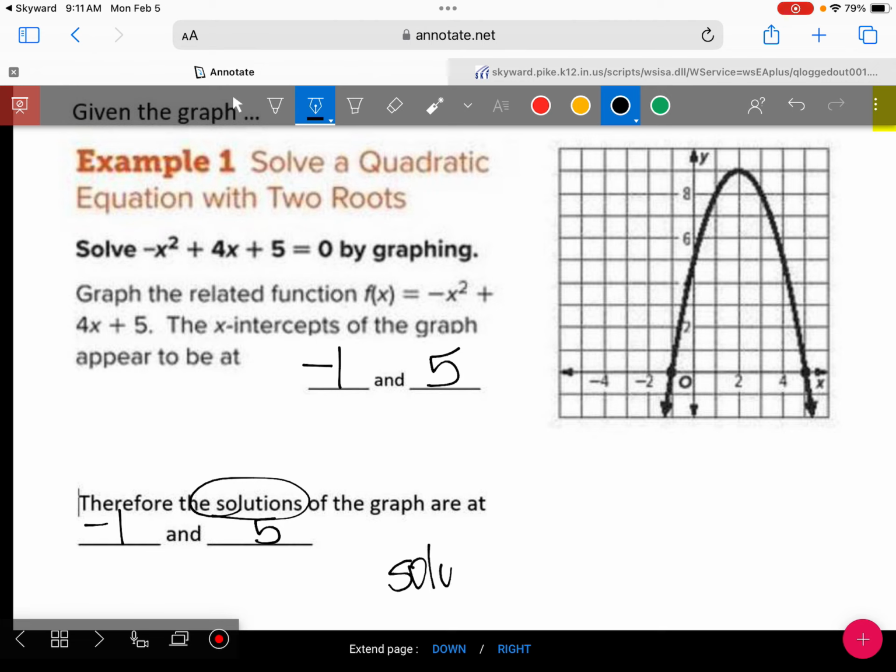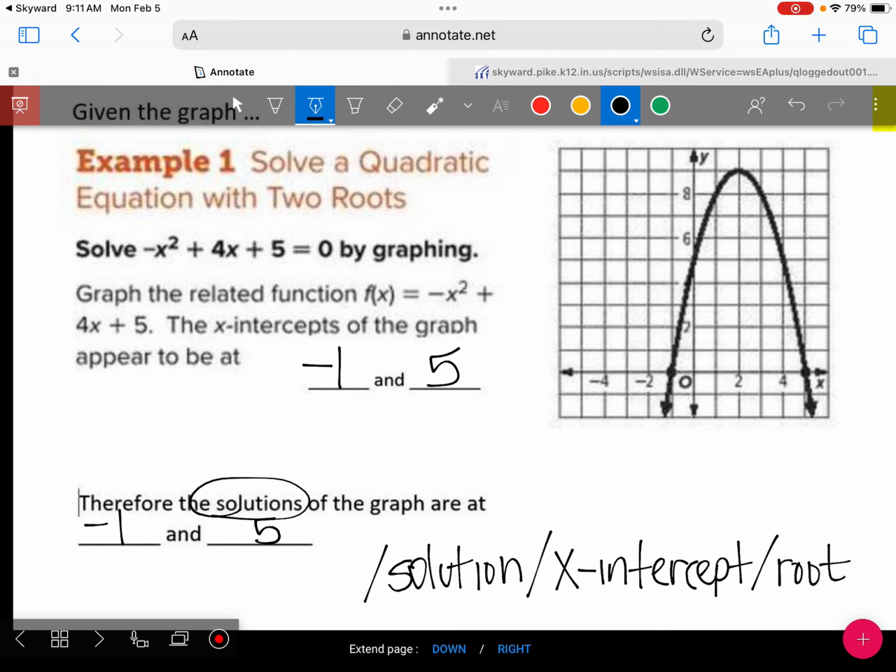So you can call it a solution, which is the same thing as an x-intercept. It could also be called a root, or it could be called a 0. So you need to recognize that all 4 of these words mean the same thing. And I'm not sure how it will be asked when you take your next quiz. But all 4 have the same meaning.